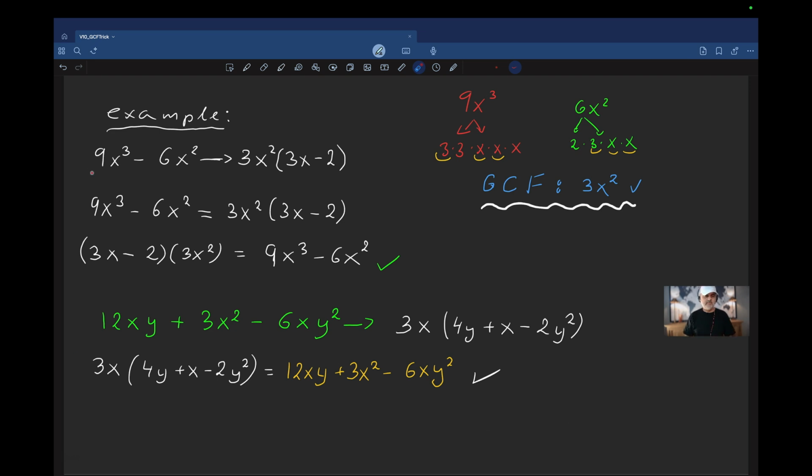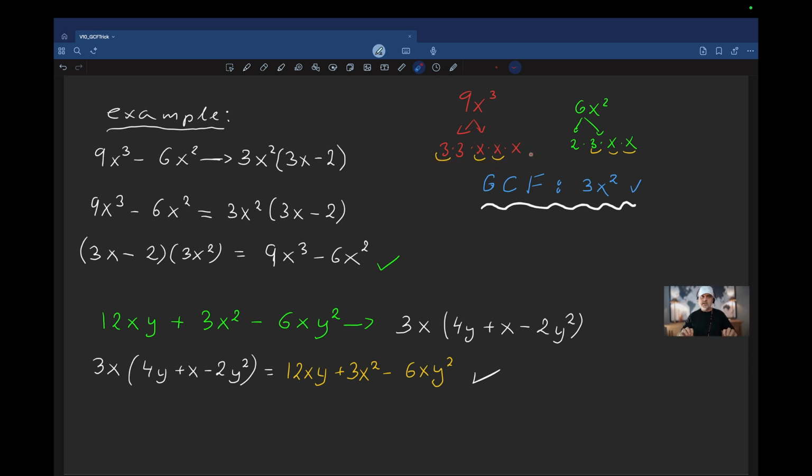You have a binomial 9x cubed and 6x squared, and you're looking for a common factor. Common factor could be numbers, could be variables, could be a combination of both. So this is the example where we incorporate two coefficients with numbers and variables. The best strategy for you when you're starting is always to break down each term.